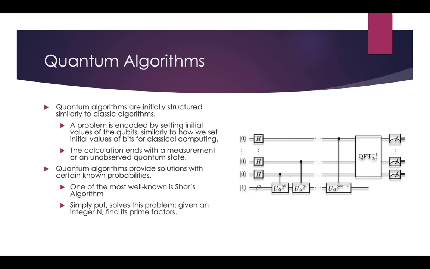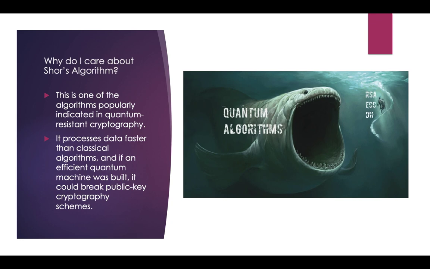One of the most well-known, shown on the right, is Shor's algorithm. Simply put, this solves this problem: given an integer n, find its prime factors. So why do you care about Shor's algorithm? This is one of the algorithms popularly indicated in quantum-resistant cryptography. It processes data faster than classical algorithms, and if an efficient quantum machine was built, it could theoretically break public key cryptography schemes.